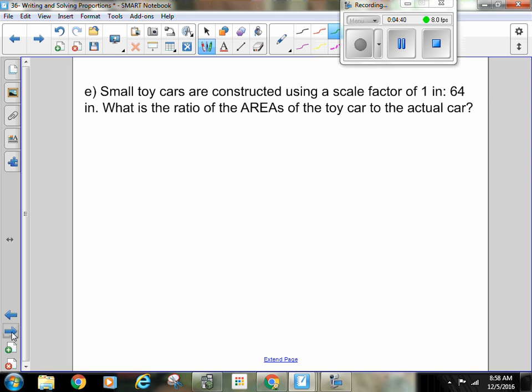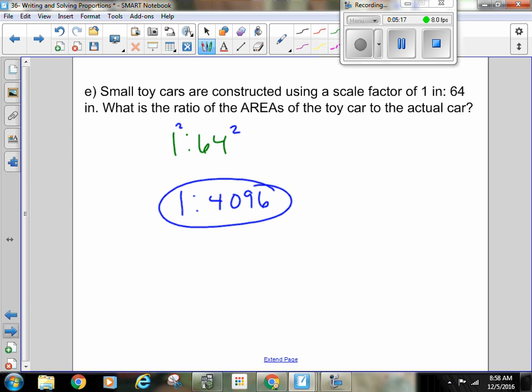All right, small toy cars are constructed using a scale factor of 1 inch to 64 inches. So you might hear this on small cars, like it's a 64th size. What's the ratio of the areas of the toy car to the actual car? So areas, that's like inches squared. So we are just going to take our 1 to 64 and square both of them. So 1 squared is 1 times 1, so we get 1. And 64 squared, or 64 times 64, is 4,096. And that's what we have.